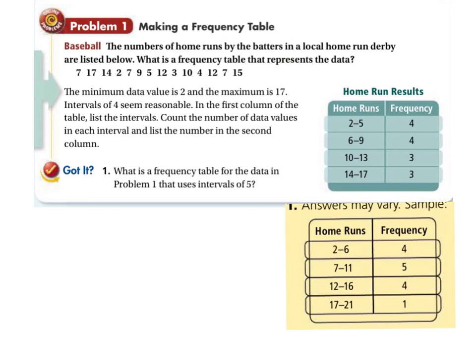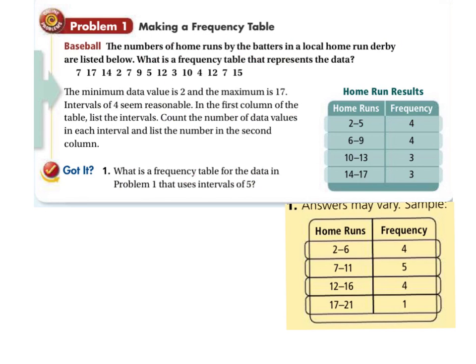So you can divide it up evenly into, I'd say usually 4 is the least number, depending on the kind of data you're dealing with. In the first column of the table, list the intervals. You count them up, and then you list the frequency in the right column. Pretty straightforward stuff. So what is the frequency table for the data? And problem 1 uses intervals of 5, I'm sorry.